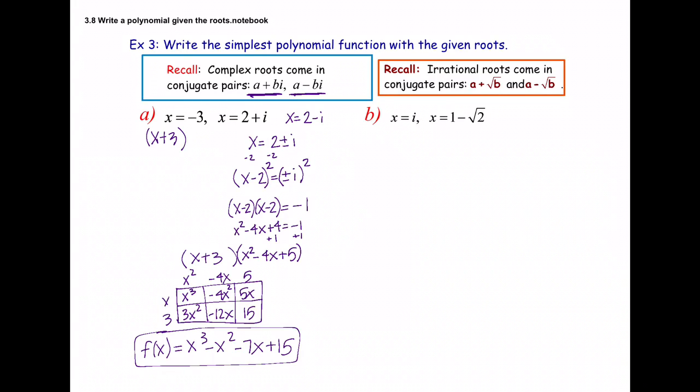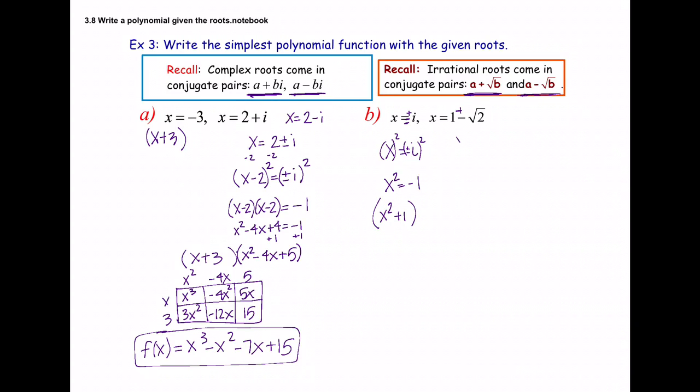On example B, please recall that irrational roots come in conjugate pairs also. So if we have a plus the square root of b, we absolutely have to have a minus the square root of b. So we can do this the same way by adding a little plus sign here. When we have i, remember that we have to have a plus or minus i. So if I square both sides of my equations, I know that x squared is equal to negative 1.